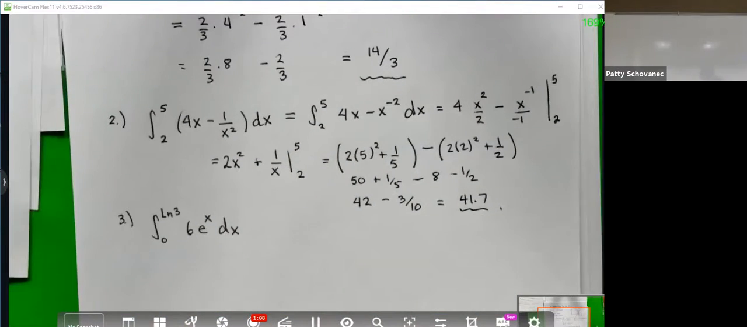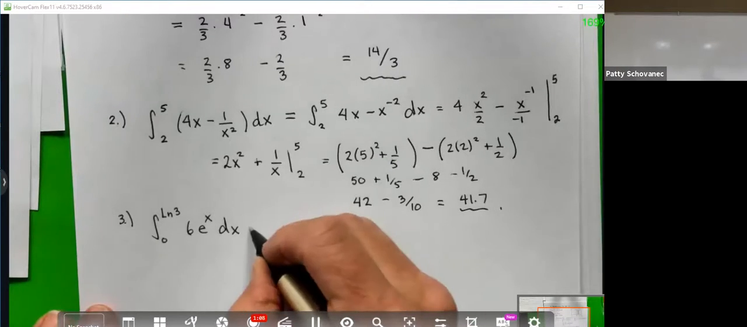All right, integral of e to the x is? It's the integral of e to the x. So the integral of 6e to the x is still 6e to the x.